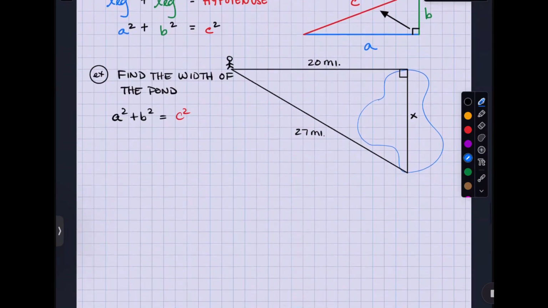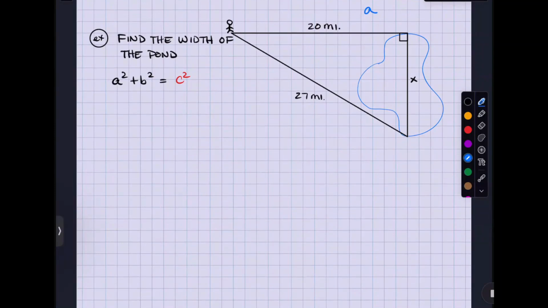So if a surveyor was trying to find how wide a lake or pond is, this is what he would have to do. He'll mark it perpendicular to it, go a certain distance, and then say, okay, what is the measure of this length from where I'm standing to the other edge? And then they'll use the Pythagorean theorem to figure out what the width of the so-called lake is. So why don't you guys go ahead and tell me what the width of the lake is?